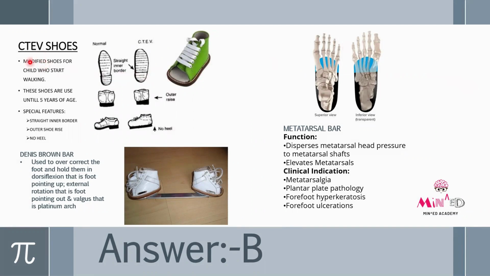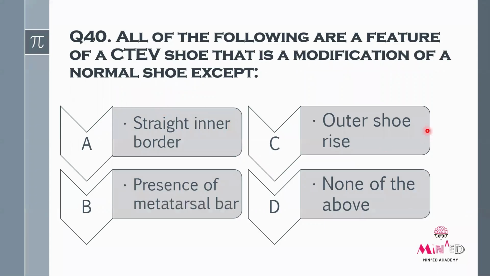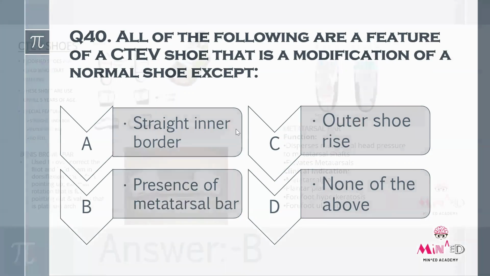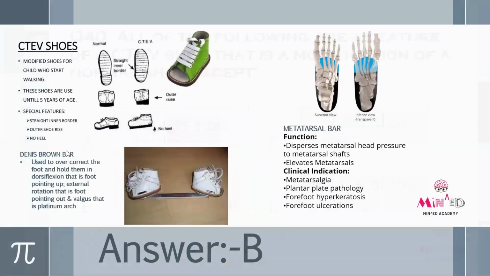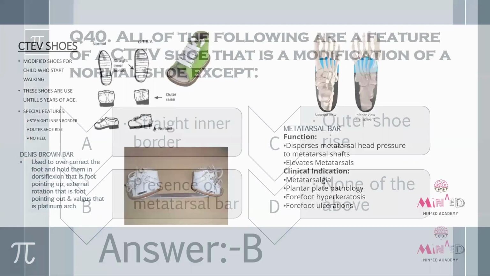CTEV shoe is a modified shoe for a child who starts walking. These shoes are used until 5 years of age. Special features are straight inner border, outer shoe raise, and no heel. So two of the more common features are straight inner border and outer shoe raise, and the third is no heel. Here we can see these two are present. This is not present. So answer for question number 40 will be option B, that is presence of metatarsal bar.